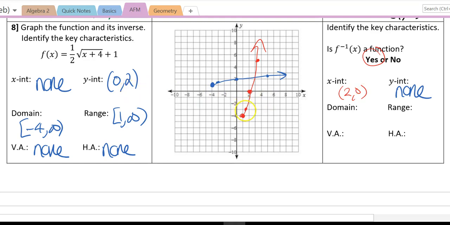The domain is the lowest value, which is, oh, I'm sorry, positive 1 to infinity. And then range is going to be from negative 4 all the way up to positive infinity. Vertical asymptote none, horizontal asymptote none.